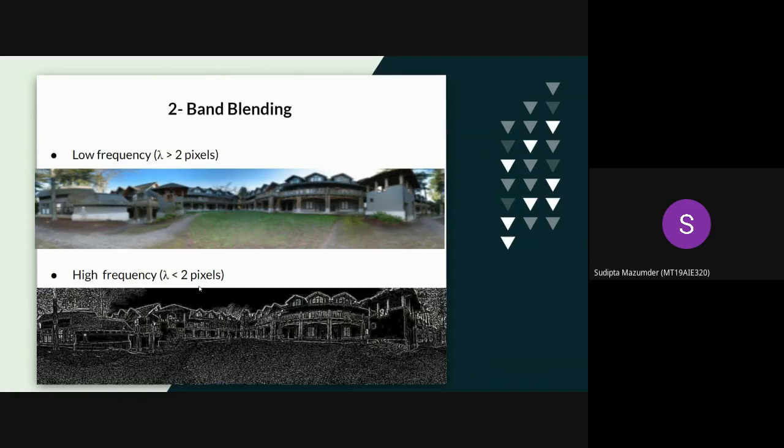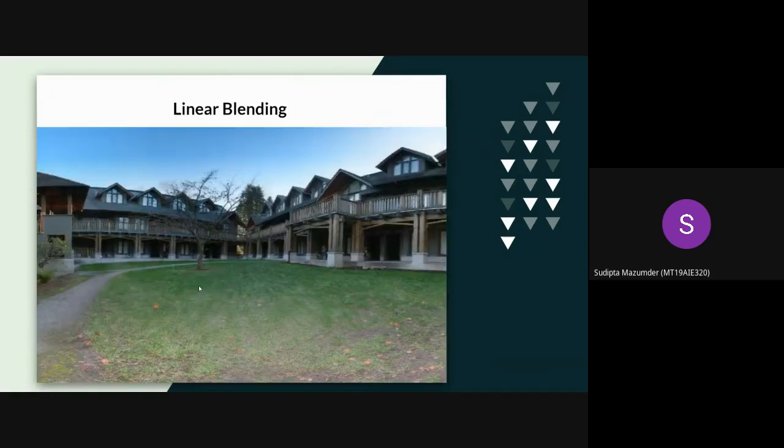And then we use these values to create a blended image where the low frequency information will be obtained using the weighted sum, and from the high frequency ones we'll select only the ones which have the maximum weight. If we now go to the next slide, we can see this is the output of a blending operation. The blending operation is linear in nature, and we can see here that this image looks as if it has been captured in one go.